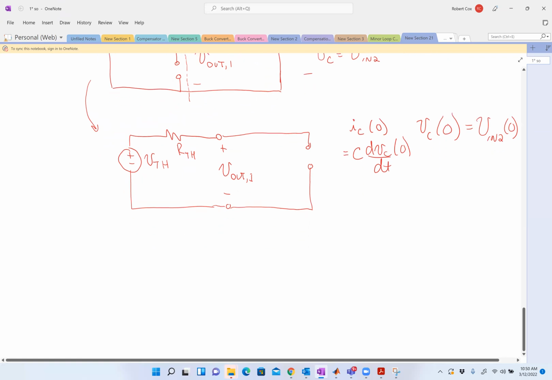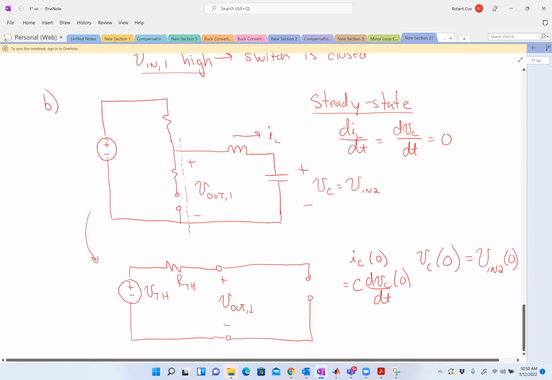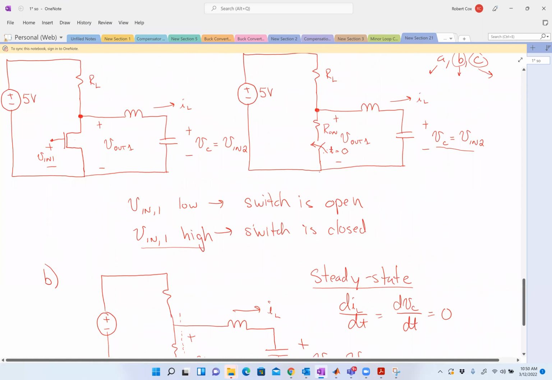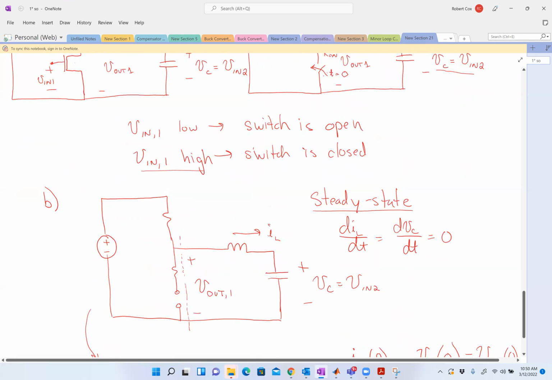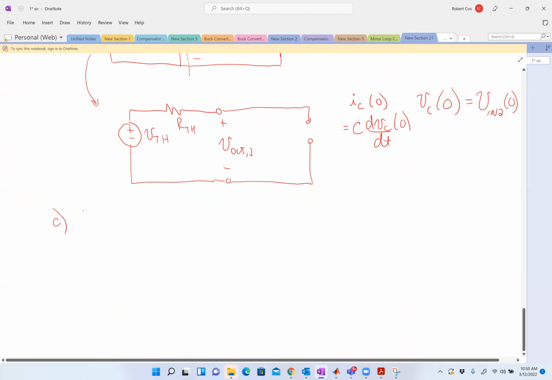Now, in part C, this switch was open for a while, so we have the initial conditions we developed in B. Now I'm going to close this switch. So when I close the switch in part C, then I have 5 volts, my 900 ohms, my 100 ohms, my inductor, and my capacitor.